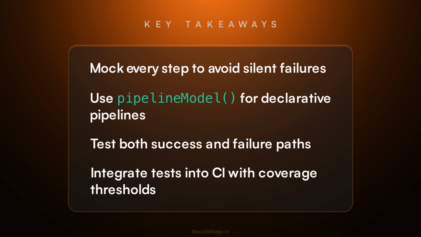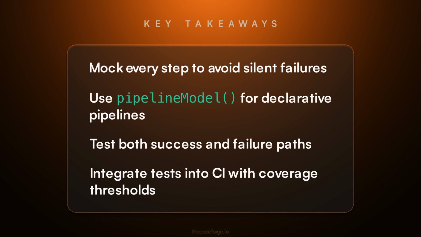Jenkins Pipeline Unit enables fast, reliable pipeline testing. Always register all steps, test both paths, and enforce coverage in CI. This prevents production incidents like the one we started with.